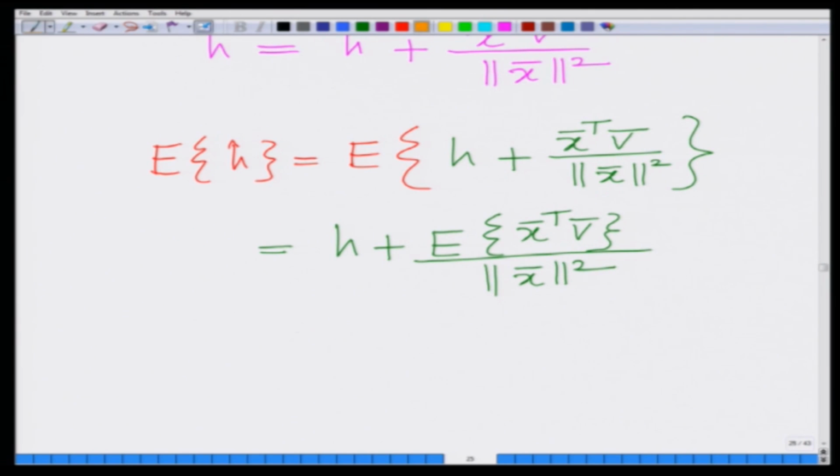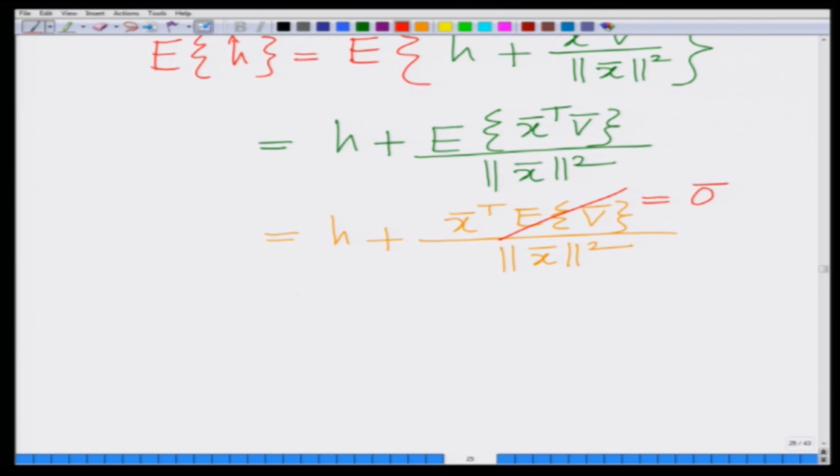which is equal to h plus x bar transpose expected value of v bar divided by norm x bar square. But now, we have already said that the noise vector is 0 mean. So, this quantity is the 0 vector. So, x bar transpose 0 bar is nothing but 0. So, I have net a very interesting property, that is expected value of h hat equals h plus 0, which is equal to h.